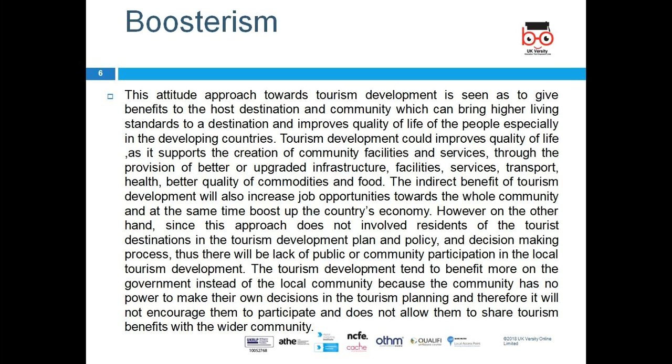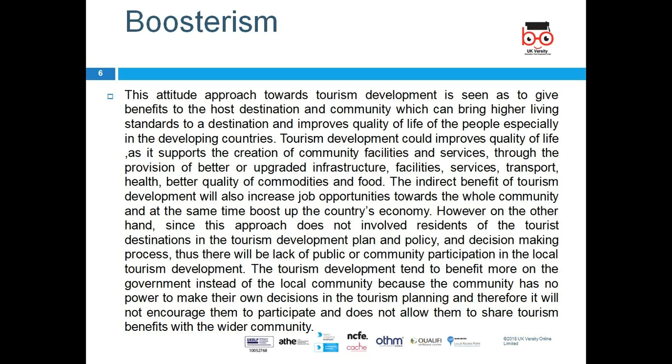However, on the other hand, since the effort does not involve the residents of the tourist destination in tourism development plans, policies, and decision-making processes, there will be a lack of public or community participation in local development. So we need to look at those. If we don't, development tends to benefit the government more than the local community, because the community has no power. So we need to give them power.